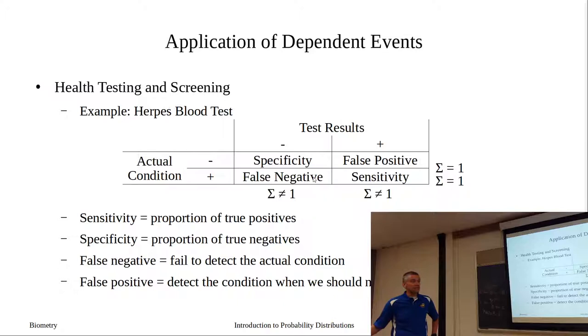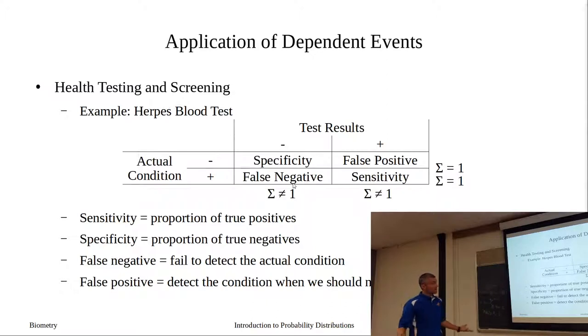Now, these are all probabilities. These are all proportions. So the proportions are going to have to sum to 1, but they only sum to 1 across our rows. So if we have the condition, if we are positive, then we're looking at probabilities this way across the row. So the sum of our false negative and the sensitivity is going to equal 1. Basically, you have a condition, you either test positive or you test negative. The sum of those two events has to equal 1. If we don't have the condition, we're either going to test positive or test negative. The sum of those has to equal 1. We don't do the columns. We know that the columns won't equal 1.